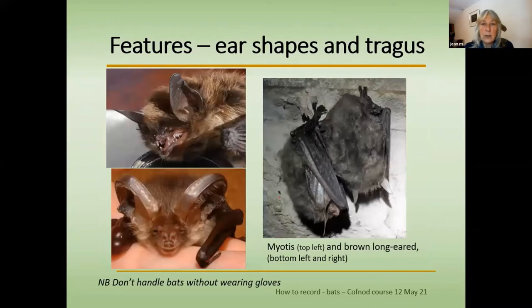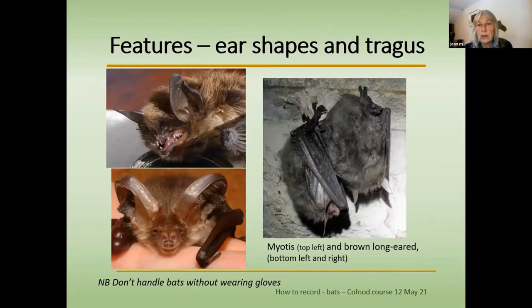And then ear shapes and the tragus. The tragus is this little piece of the flap of skin in the top left hand corner that you can see in the ear of the bat, and the shape of those is distinctive. On the bottom left hand side, the long-eared bat is showing a fairly typical pose, with its ears curled back in the ram's horn shape.